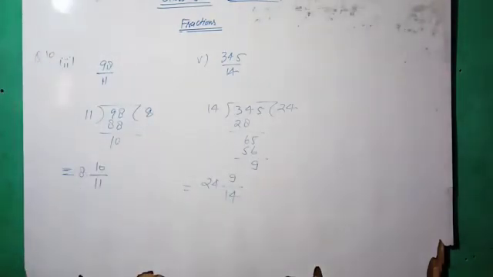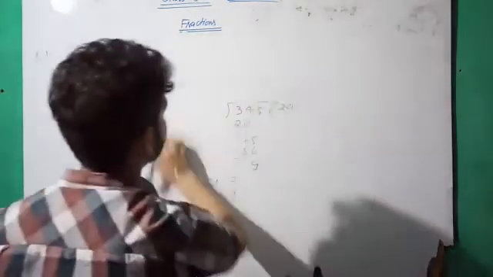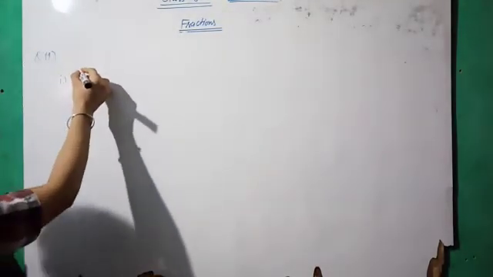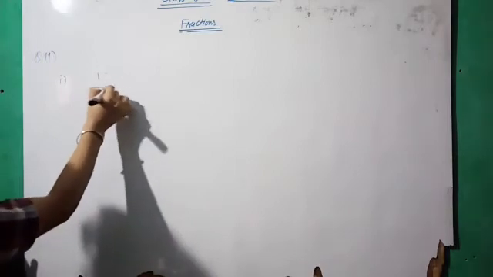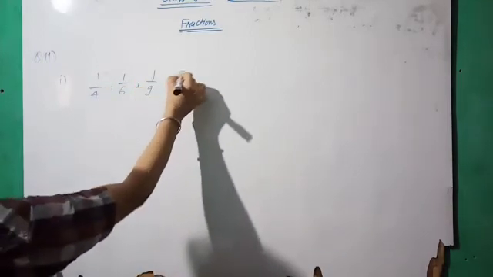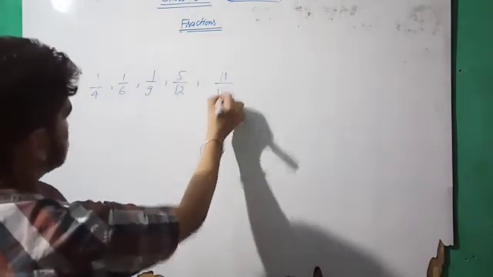Now question number 11. Convert the following set of unlike fractions into like fractions. You have to just take the LCM of this question. Okay. Question number 11, first part. 1 by 4, 1 by 6, 1 by 9, 5 by 12, and 11 by 18. What is the LCM for this?